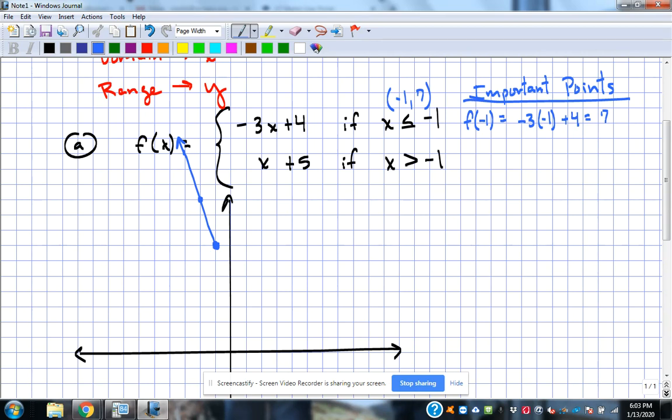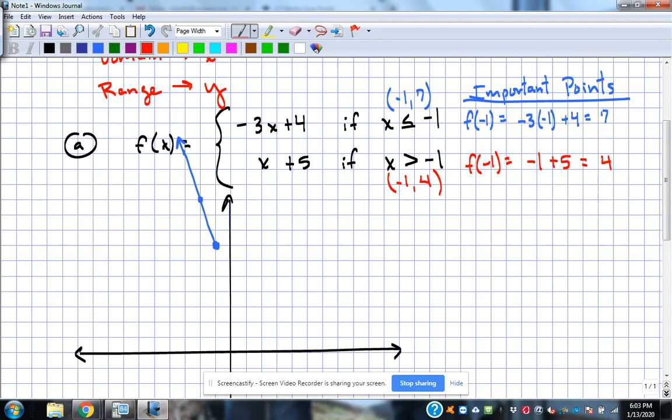So we found that important point right here, and then we graphed the rest of that line. So we put an arrow on it because it's continuing that direction toward negative infinity for the x values. Now let's go to the second half there, that x plus 5, if x is greater than negative 1. It also has an important point at negative 1, because that's the number that's right there. So I'm going to find out what's going on there. I'm going to plug in negative 1 plus 5, which would be 4. So it has an important point at negative 1, positive 4.